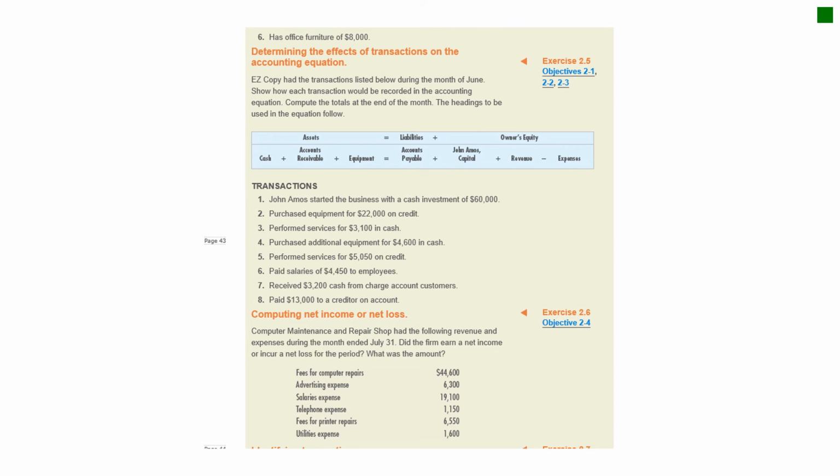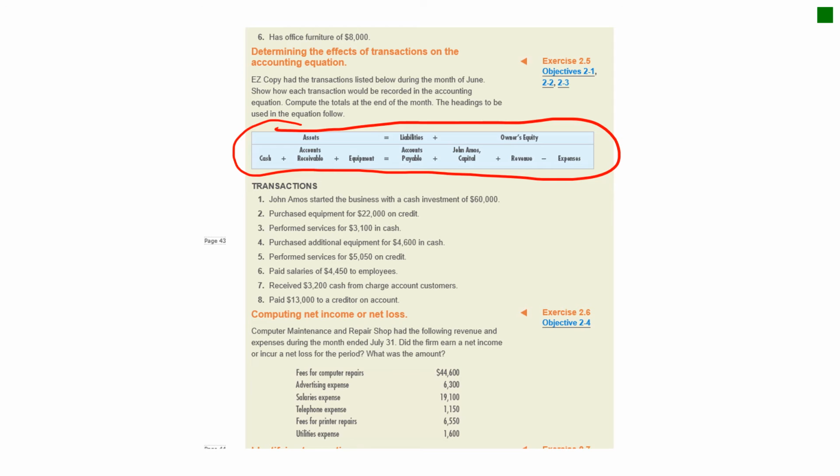Okay, so notice on exercise 2-5, this is another accounting equation type of problem, but notice they've already given you the account titles just to make it a little bit more clear where the increases and the decreases go. So I'm going to use this at the top, and for each one of these, I'm going to go ahead and just write up where the amounts should go.